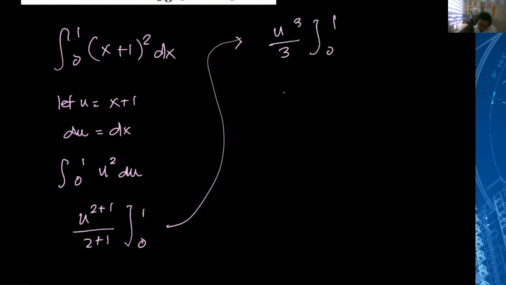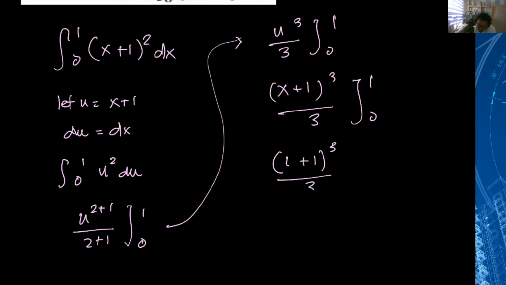And I can substitute back the original value of u, which is x plus 1, no? Cube over 3. Limit from 0 to 1. Okay, first, you have to plug in the upper limit. So, this is 1 plus 1 cube over 3 minus the lower limit, which is x now is 0 plus 1 cube over 3. Okay, so we can simplify this.